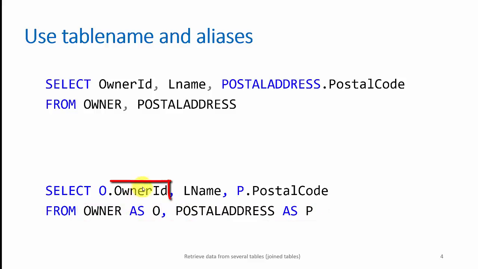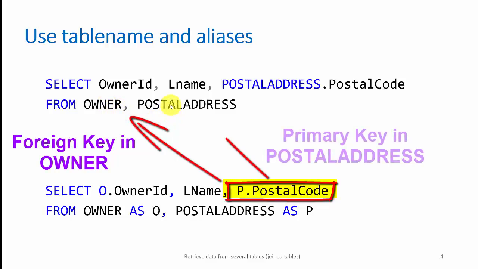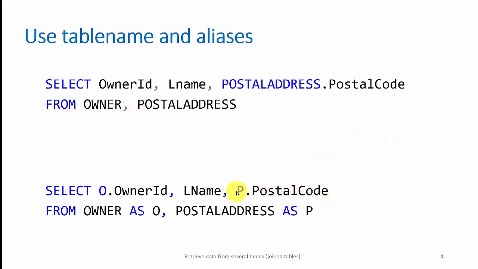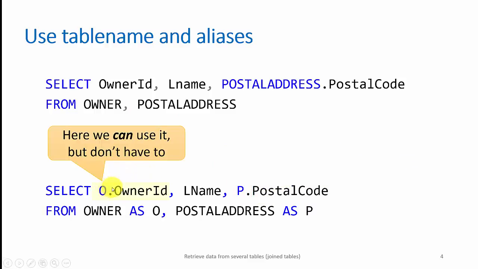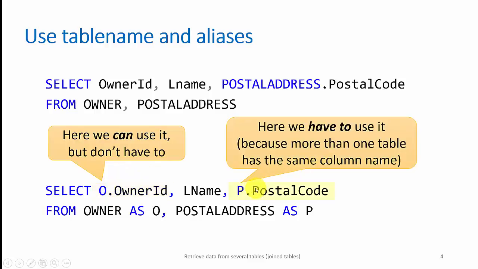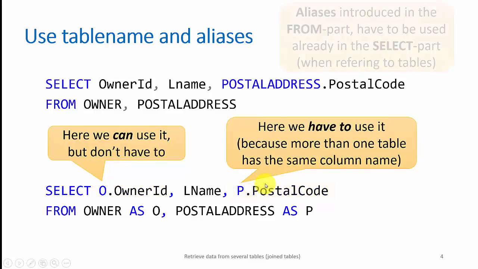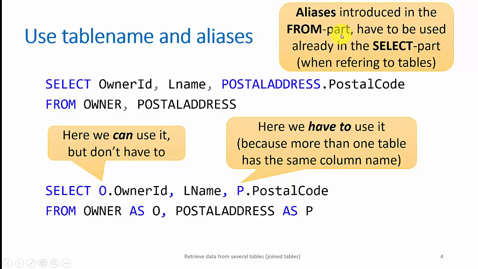The column owner ID I will only find in the table owner in this case, so I didn't have to use this O dot in front, but I can use it, but I don't have to. But postal code, which is a foreign key in owner and a primary key in postal address, has the same name in both, and I will therefore have to use this table name dot and then the name of the column. So here we can use it but don't have to. Here we have to use it because more than one table has the same column name, and aliases are introduced in the from part, and then they also have to be used already in the select part.